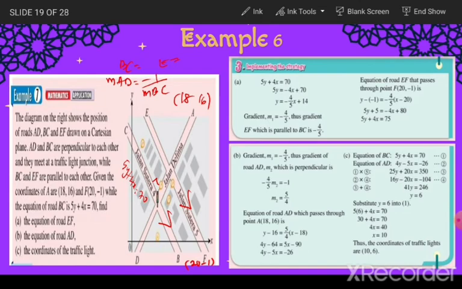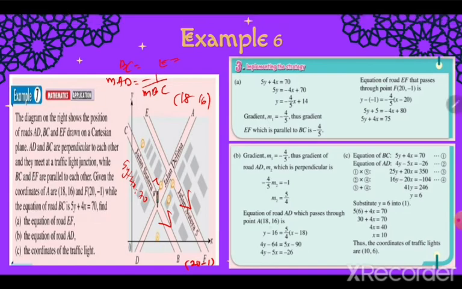Okay, we use point A. So now we have A (18, 16), and then we substitute our A and our gradient into y minus y1 equals m(x minus x1). It's just that this one is m2, because we are talking about the gradient of the normal, the equation of the normal, the perpendicular lines. So just substitute all the values.